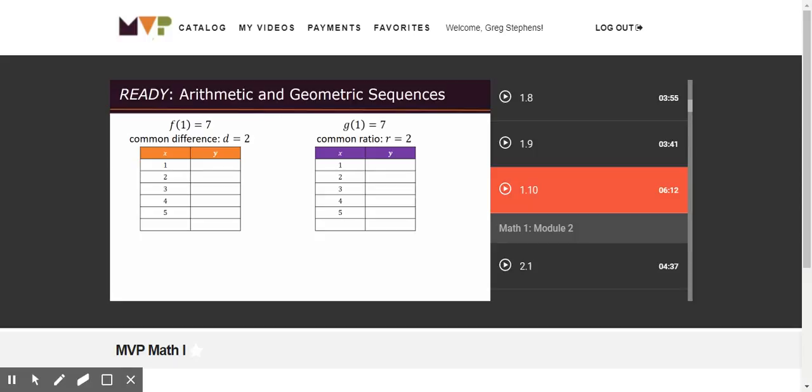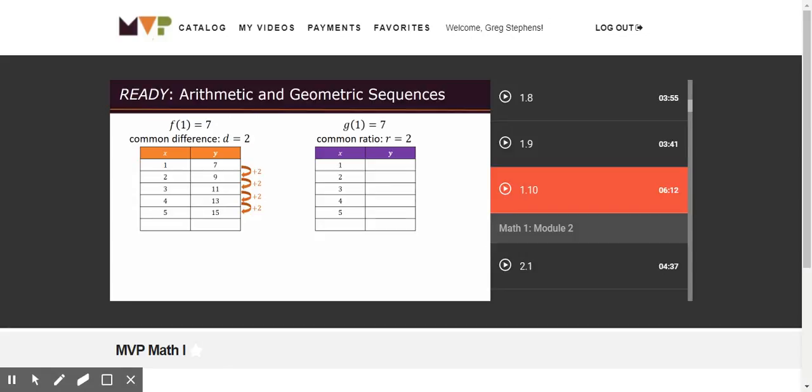In the arithmetic sequence, term 1 is 7. Since the common difference is 2, our second term is 7 plus 2, or 9. To find each term, simply add 2 to the previous term. Term 3 is 11, term 4 is 13, and term 5 is 15.